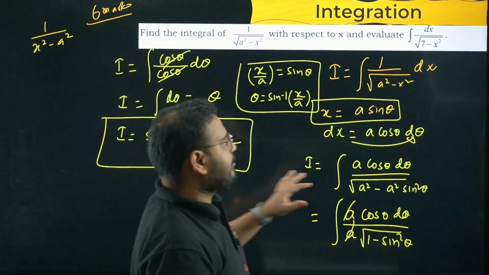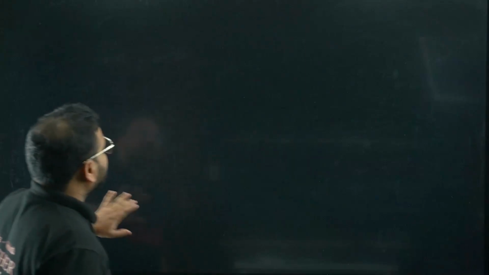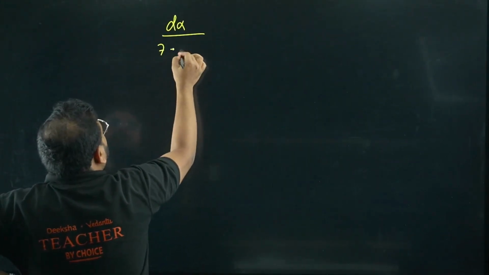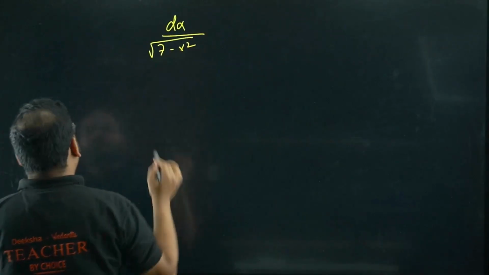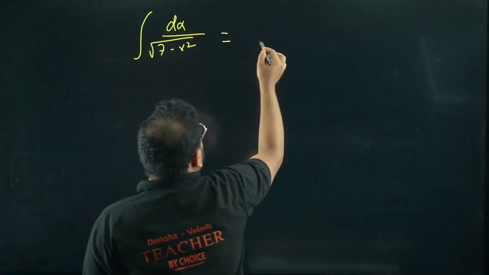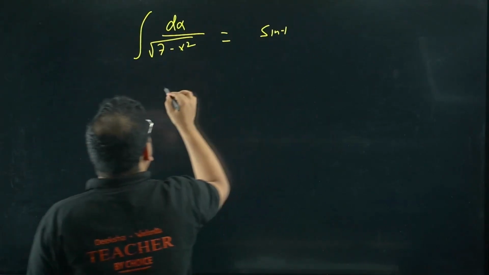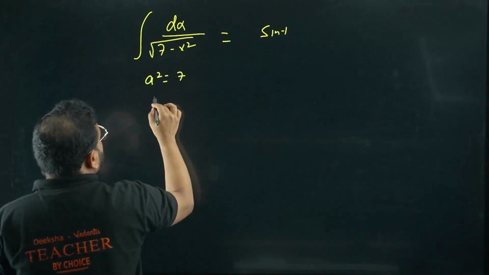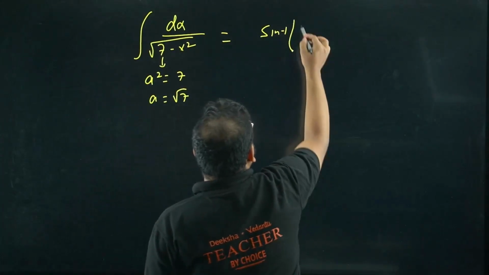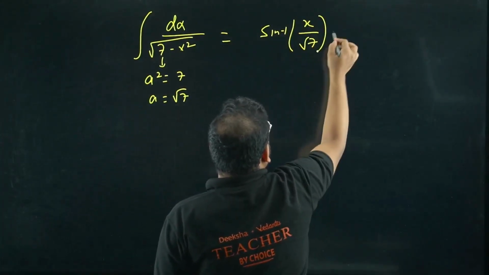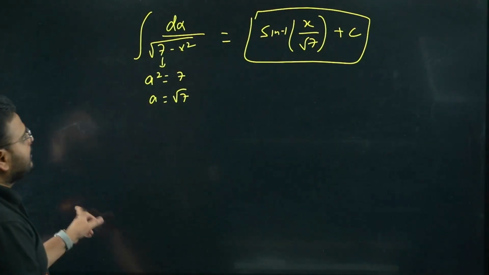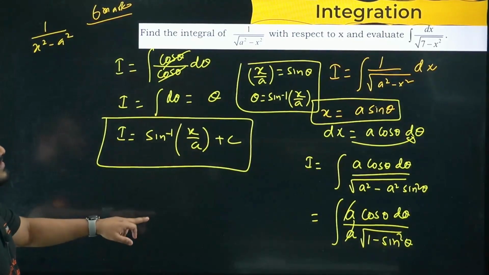Okay, is this over? No, we have to do the second part, of course. It was given like this: dx upon the root of 7 minus x square, right? So integrate this. We know the formula now. It will become simply sine inverse of, compare this, a square will be 7, so a value will be root 7. From here you can compare. Sine inverse of x by root 7 plus c is your final answer. Please check.